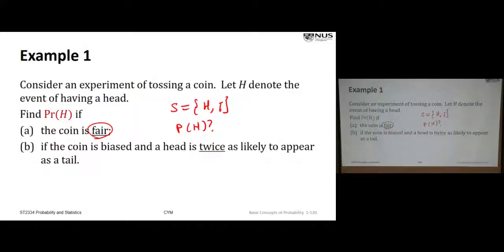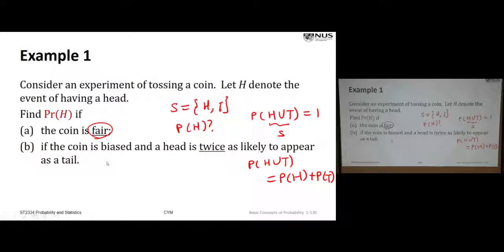So it's very simple. First of all, probability of S is equal to 1, axiom 2. In other words, probability of H union T, this is the sample space, is equal to 1. So that's axiom 2. Then what to do next? Probability of H union T is equal to probability of H plus probability of T.